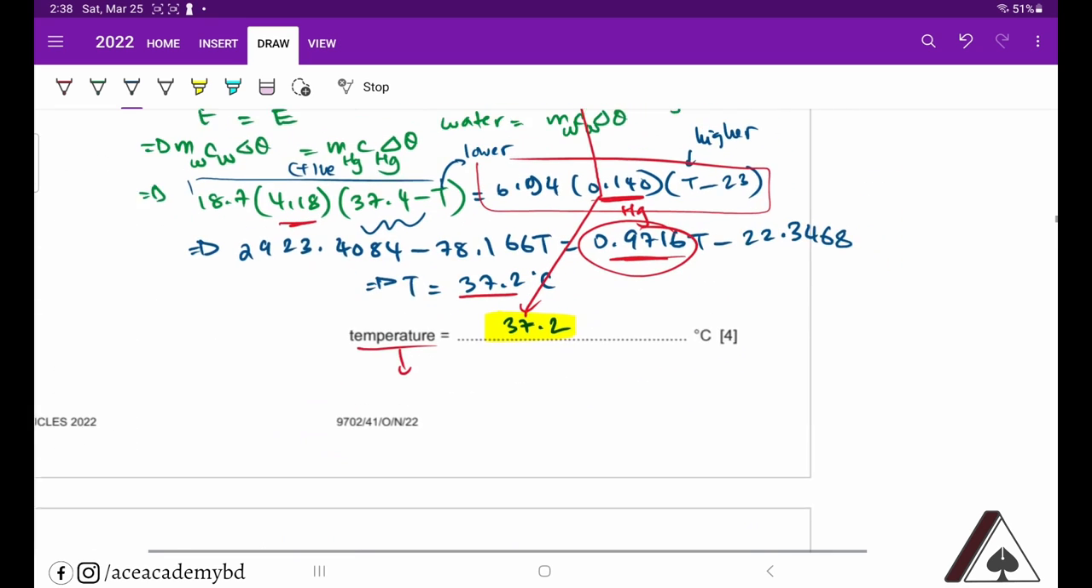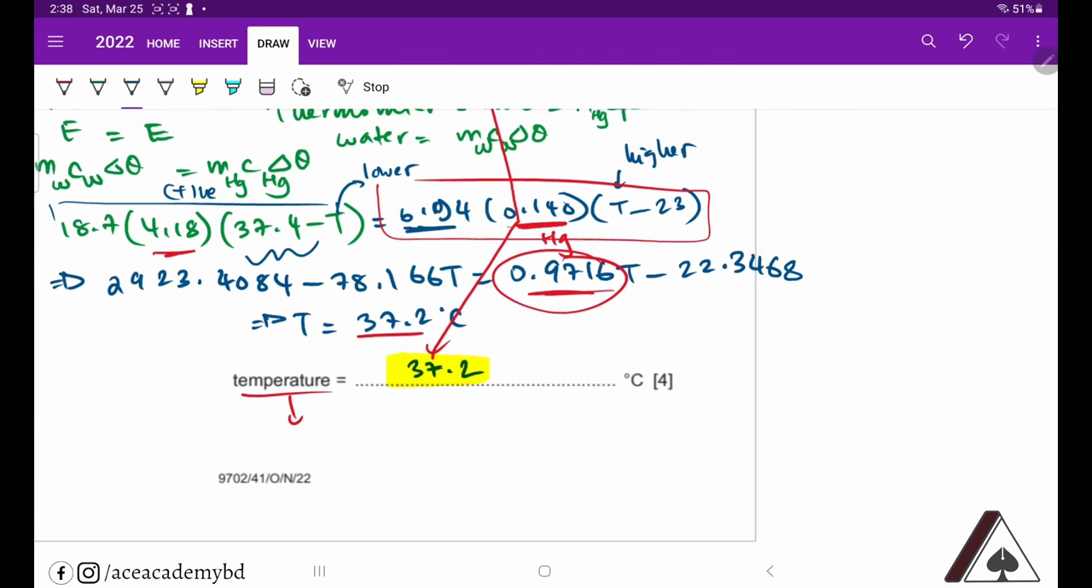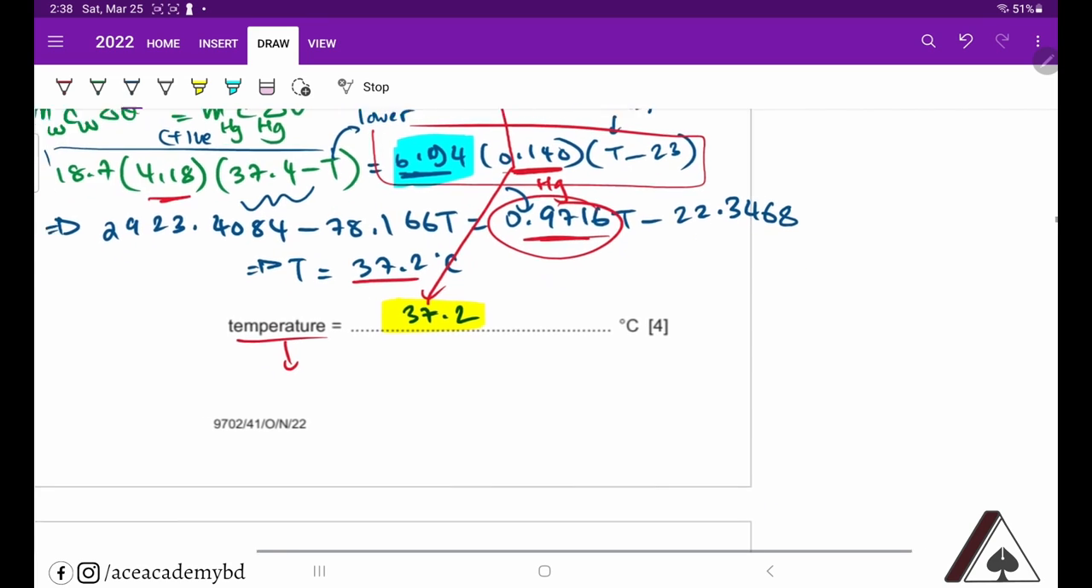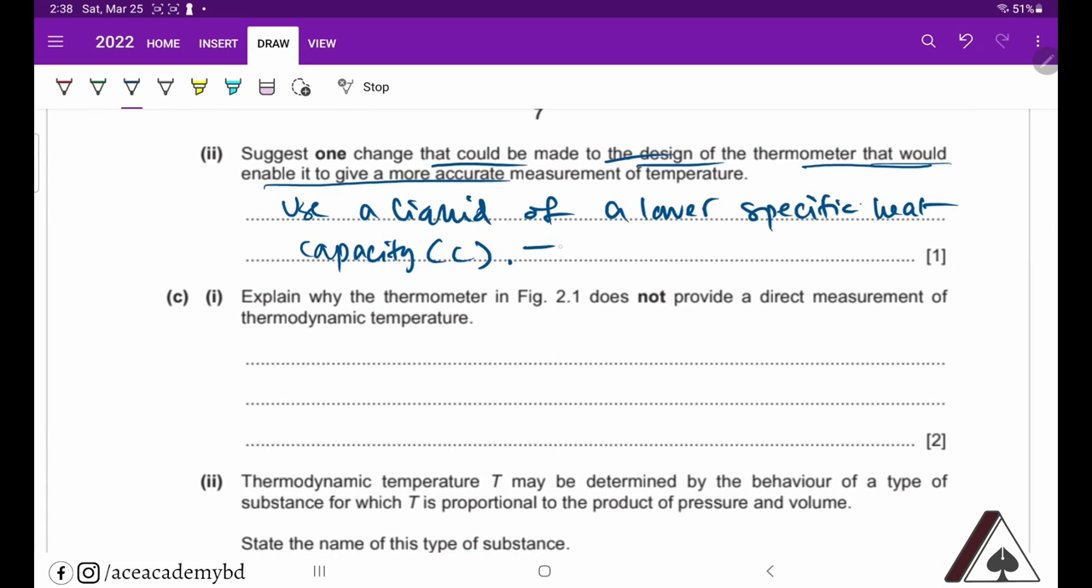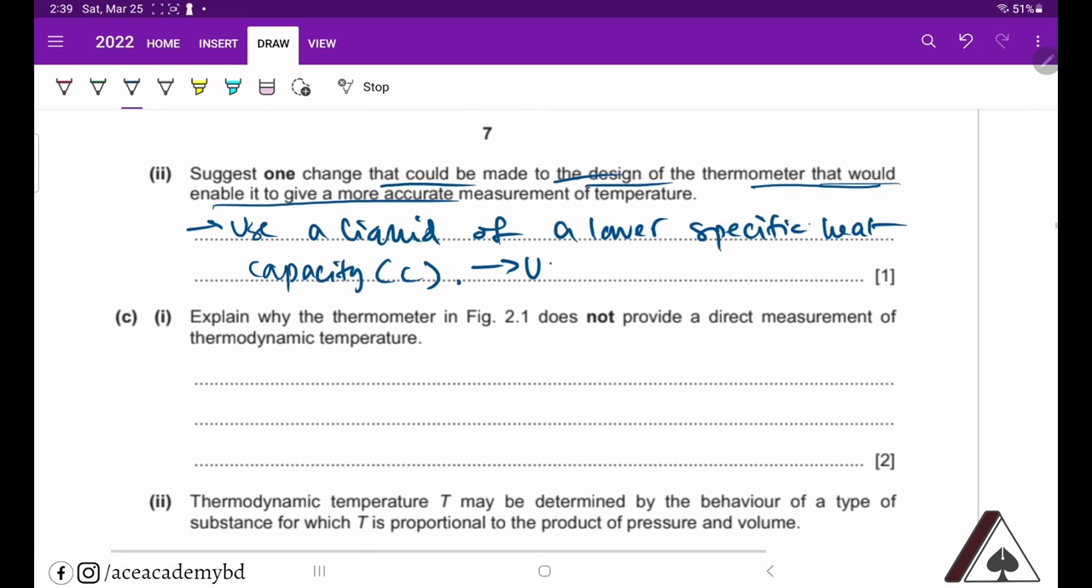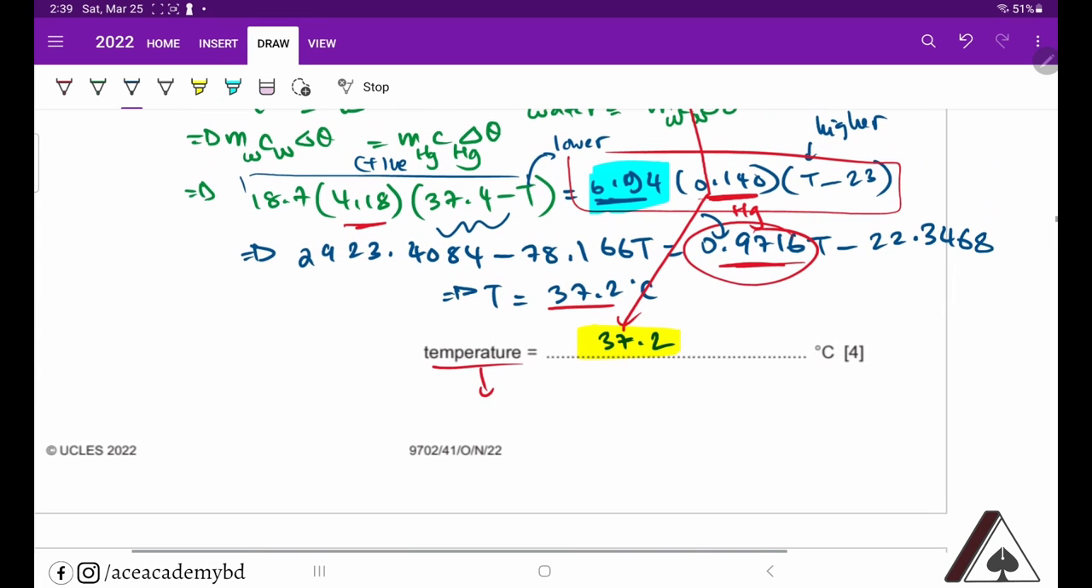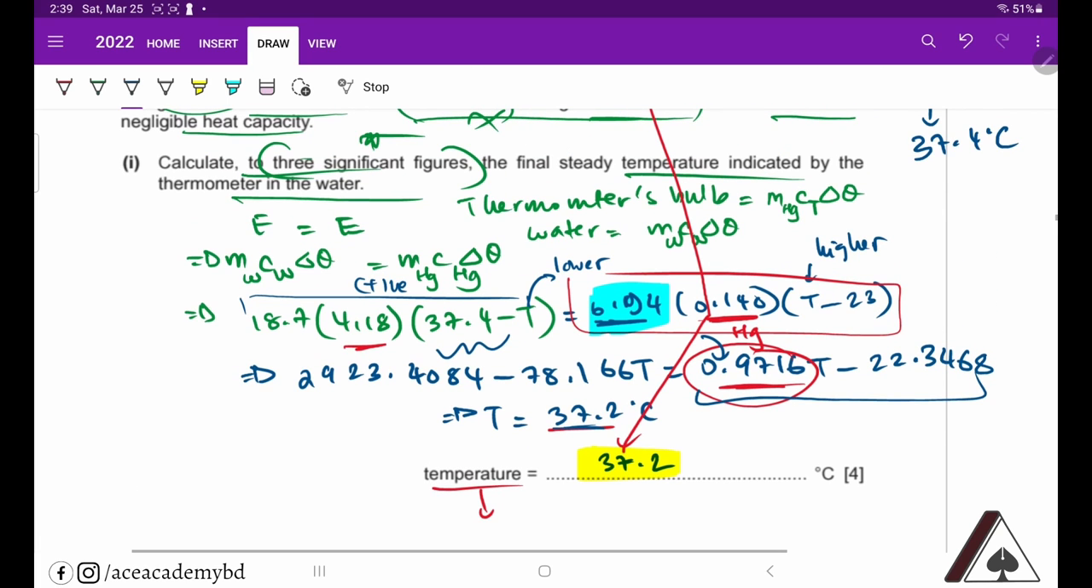And one more thing which you can also do is, even if we reduce the mass of the mercury which is being used, that will also decrease this coefficient on this side. So we can also write over here that use a smaller mass of mercury. They're also accepting these in the mark scheme. Using a smaller mass of mercury. So in this way, we can reduce this side of our equation, and this will result in a much more accurate reading of the temperature.